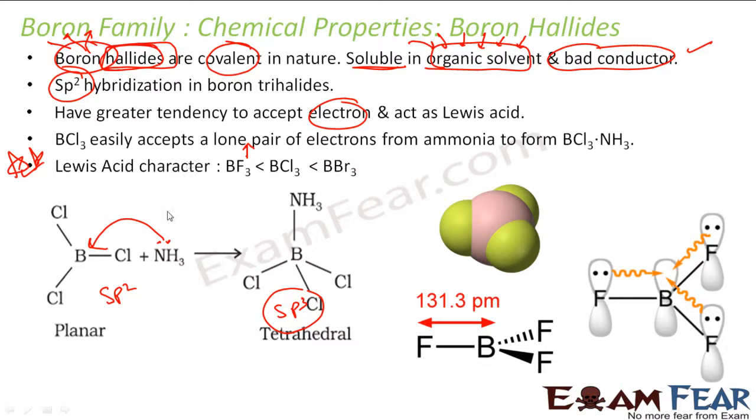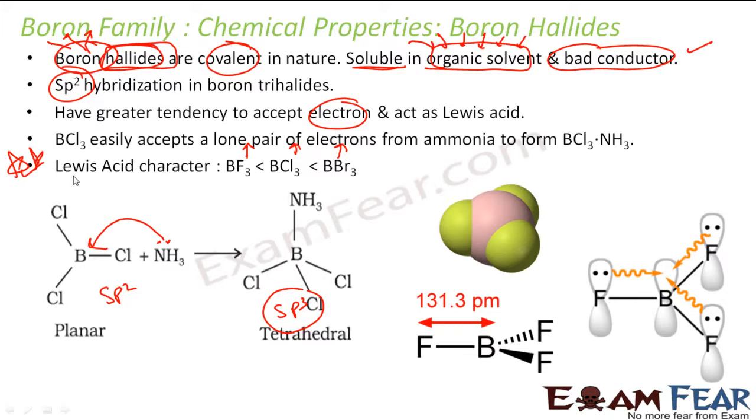Right? So if you compare these three, boron is the same in all. If you compare the difference in the electronegativity of boron, chlorine and bromine, it should be that BF3 should be more acidic. Correct? That should be the case, because fluorine is more electronegative.